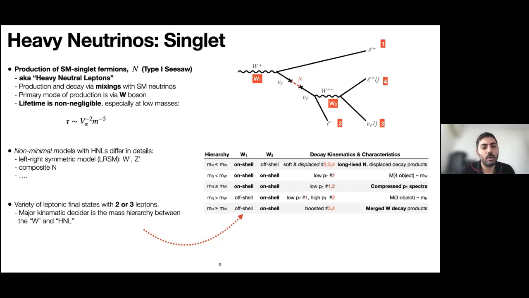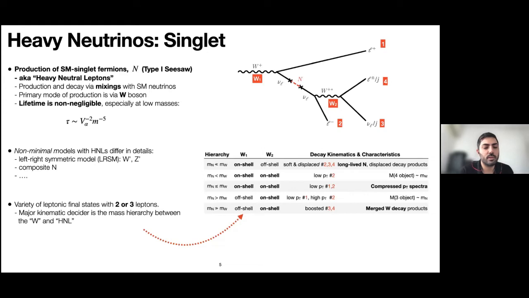There are many models. I advertise this as a minimal extension to the standard model, but of course you can have non-minimal models with more than one particle content, and we will discuss one such example, the left-right symmetric model, today. But you can also have other things like composite heavy neutral leptons and so on. So opportunities are not by any means limited.